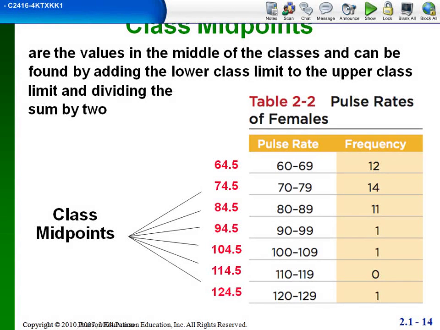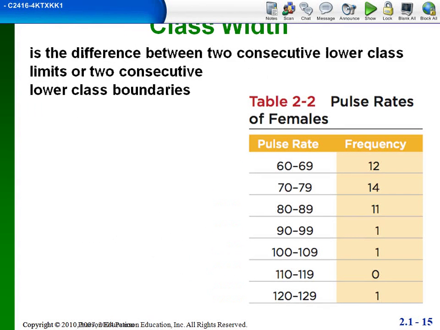What I want to avoid is this. When we have raw data, we're going to have to figure out how to find the class width, and that's going to be a different way. But when they're already given this to you, that's what you do. You subtract two numbers, two limits, or two midpoints, and you get your class width. Now, the other thing we have is the difference between two consecutive lower class limits or two consecutive lower class boundaries.